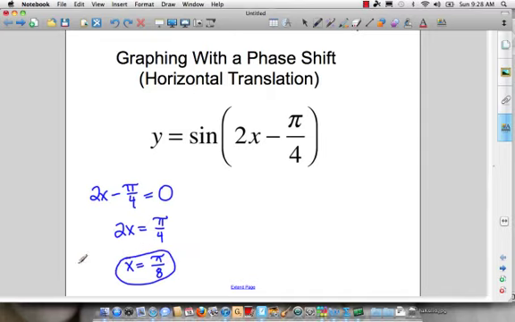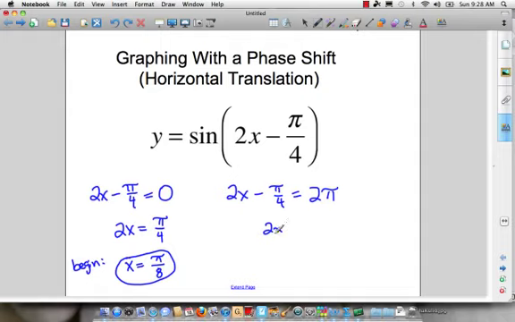And what that means is that a cycle will begin at x equals pi over 8. Now, in order to know where that same cycle ends, remember, the period of the basic sine wave goes from 0 to 2 pi. So now I need to solve the equation 2x minus pi over 4 equals 2 pi, and that will let me know where the period that began at pi over 8 actually ends.